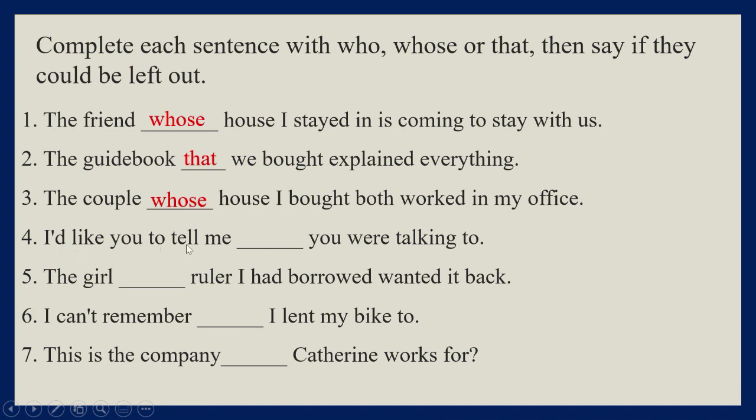Number 4, I'd like you to tell me who you were talking to. In here, who cannot be removed from the sentence because, look, this is not a relative clause. This is a question. We call it an indirect question. So the original question was, who were you talking to? Now we are asking it in an indirect way. We say, I'd like you to tell me who you were talking to.